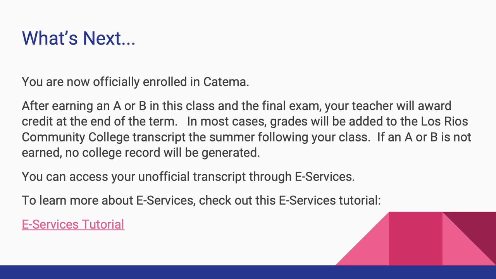After earning an A or B in this class and the final exam, your teacher will award credit at the end of the term. In most cases, grades will be added to the Los Rios Community College transcript the summer following your class. If an A or B is not earned, no college record will be generated. You can access your unofficial transcript through eServices. To learn more about eServices, you can check out this eServices tutorial. Good luck with your class.